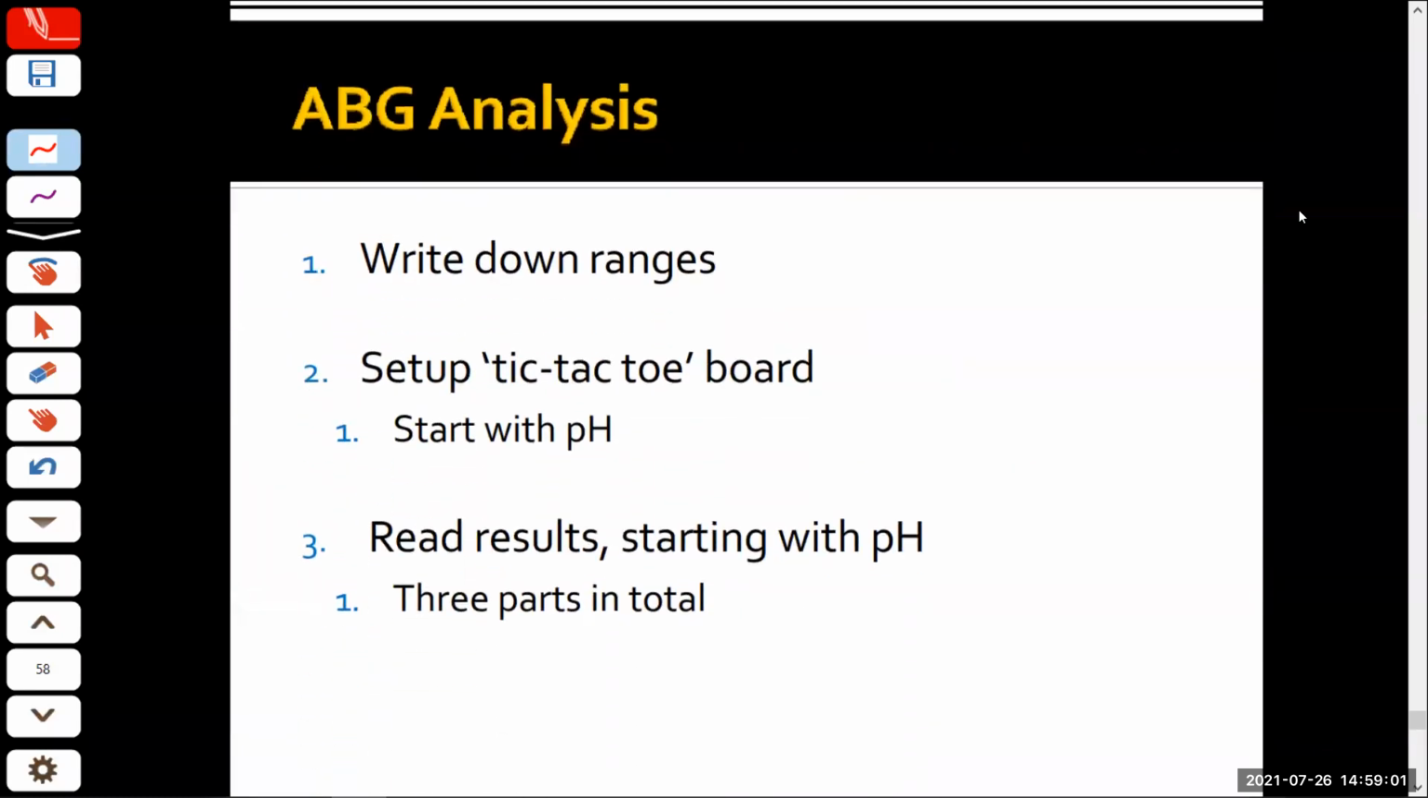So this is my step-by-step process for ABGs. There are plenty of different ways to figure out ABGs. I recommend the tic-tac-toe method. We'll follow this through and you'll get a feel for it. We have plenty of practice problems here.